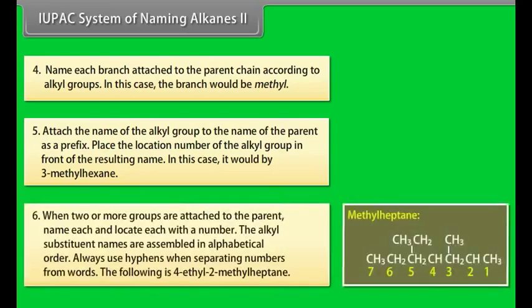Number 6. When two or more groups are attached to the parent, name each and locate each with a number. The alkyl substituent names are assembled in alphabetical order. Always use hyphens when separating numbers from words. The following is ethyl methylheptane. Number 7.